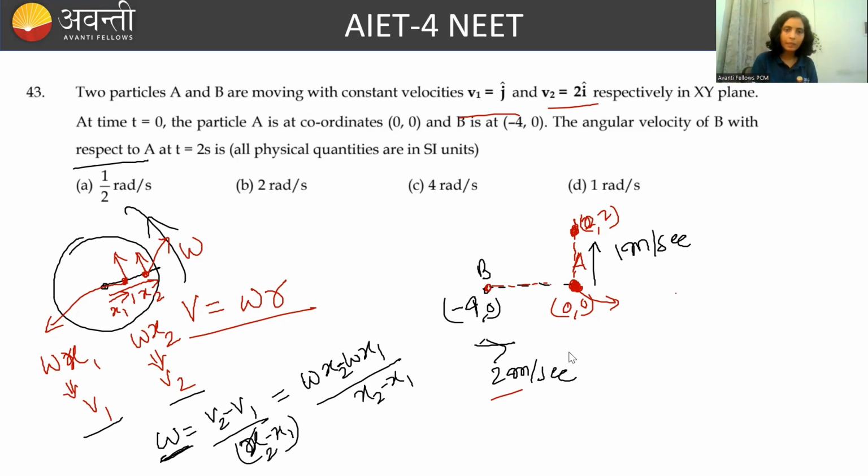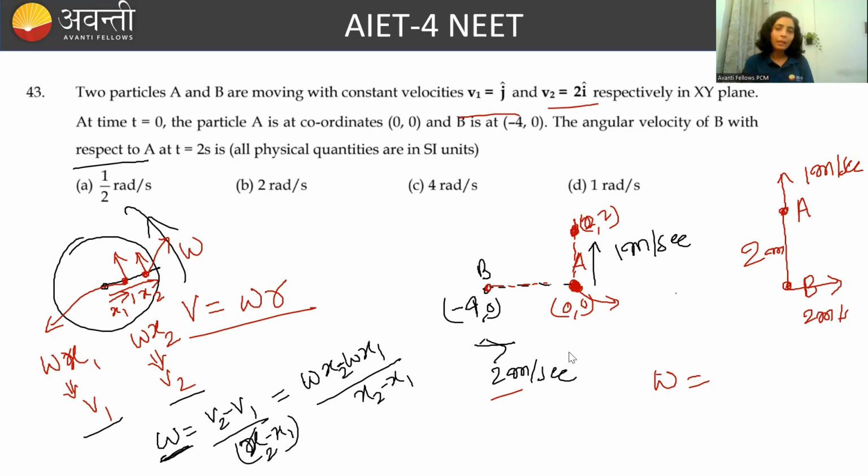So B is here. Now let's write here. A is here, B is here, and velocity of B is in this direction, 2 meters per second. Velocity of A is in this direction, 1 meter per second. Their separation is how much? 2 meters. We have to calculate omega. How we will do that? Now you can see here velocity is in different directions. Here velocity was in same direction. Done. So which velocity to take?